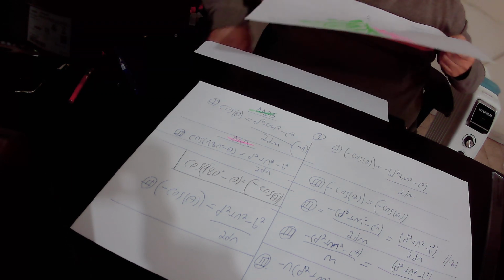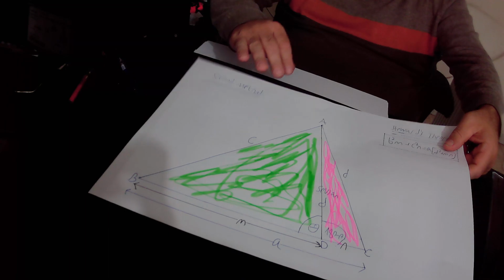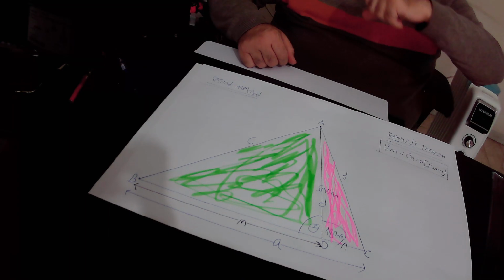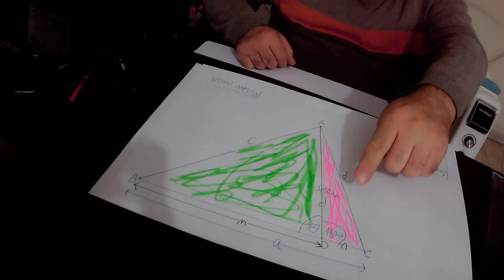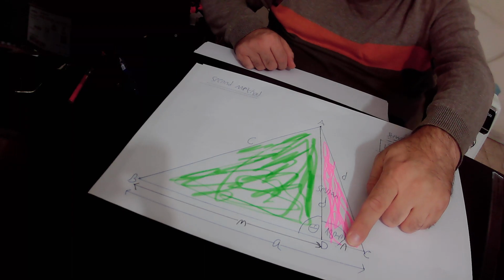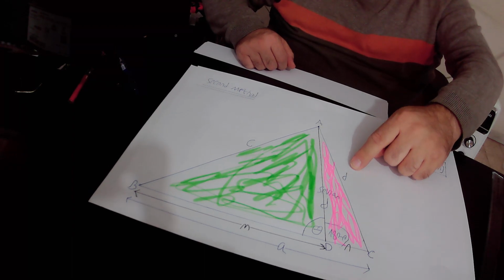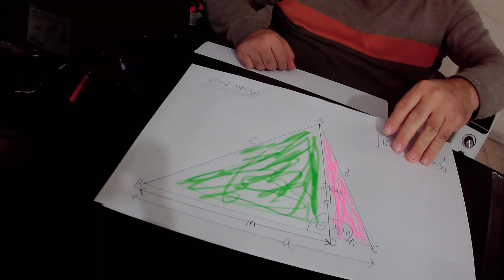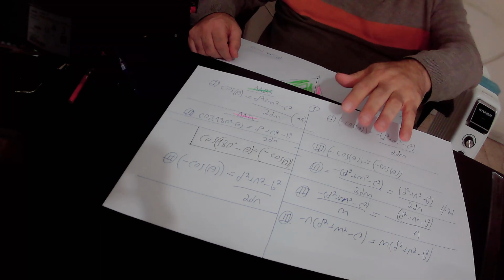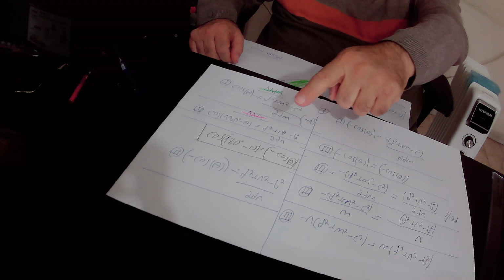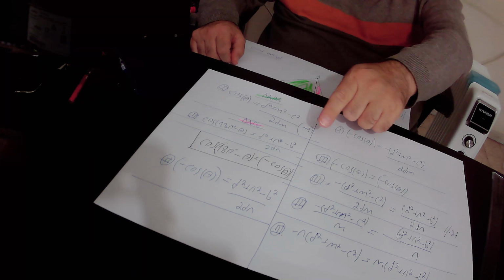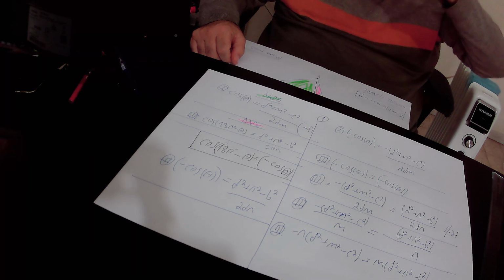Then we implemented the same law, the law of cosines, in the pink triangle ADC. According to the law of cosines in the pink triangle ADC, cosine of 180 degrees minus theta equals d squared plus n squared minus b squared over 2 times d times n. Repeat again, the pink triangle ADC, according to the law of cosines, cosine of 180 degrees minus theta equals d squared plus n squared minus b squared over 2 times d times n.